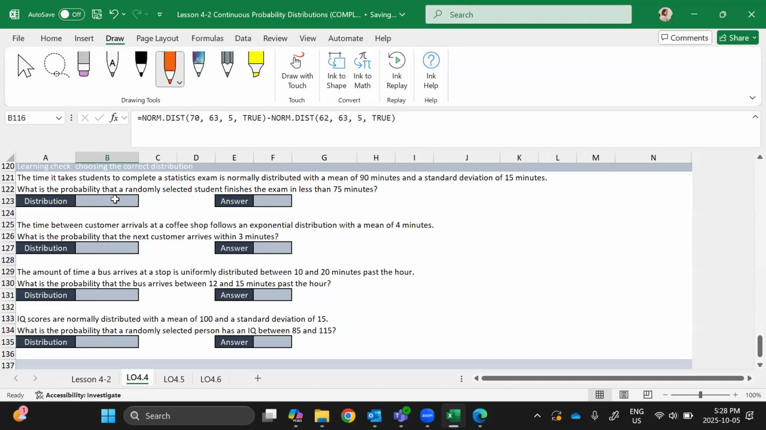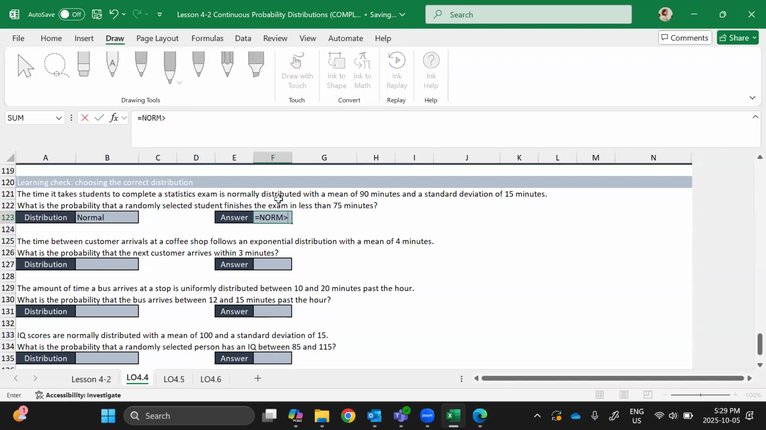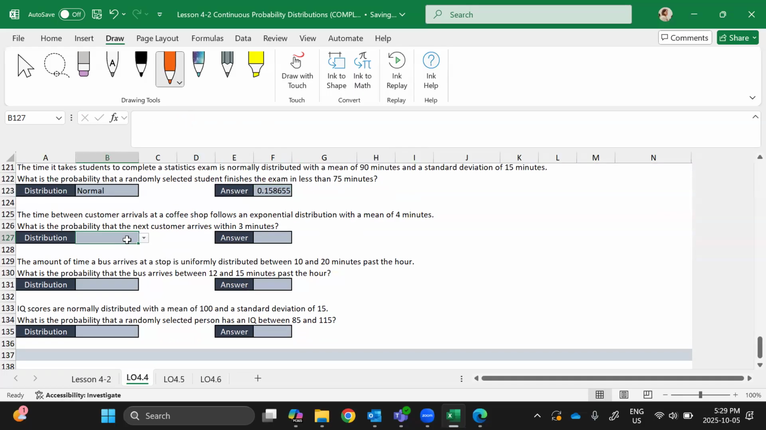Okay, so for the first one, it does say the time it takes for students to complete an exam is normally distributed. So this one will be a normal distribution. To find the probability the student finishes in less than 75 minutes, for less than questions with the normal distribution, all you do is you put in the value from the question, less than 75, put in the mean from the question, put in the standard deviation from the question, and true for the cumulative setting, meaning less than 75. That gives you about 15.8% probability.